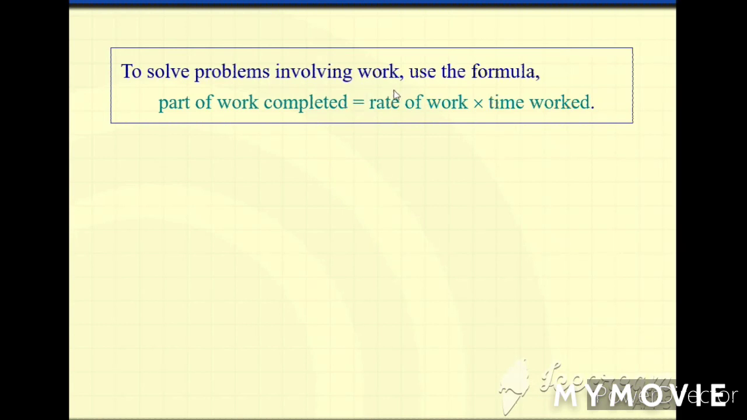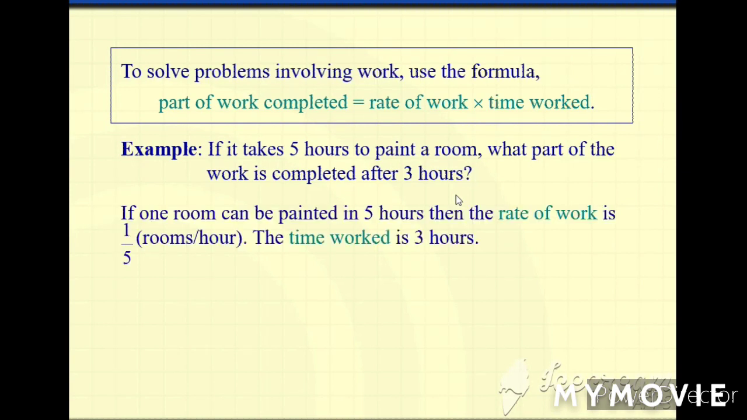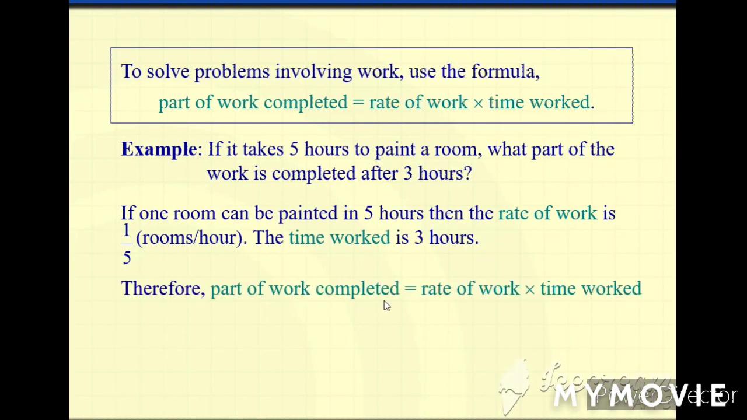To solve problems involving work, use the formula: part of work completed equals rate of work times time worked. For example, if it takes 5 hours to paint a room, what part of the work is completed after 3 hours? So for our solution, if one room can be painted in 5 hours, then the rate of work is 1/5 of a room per hour. So the time worked is 3 hours. Therefore, part of work completed is equal to the rate of work times time worked. Part of work completed equals 1/5 times 3 equals 3/5.